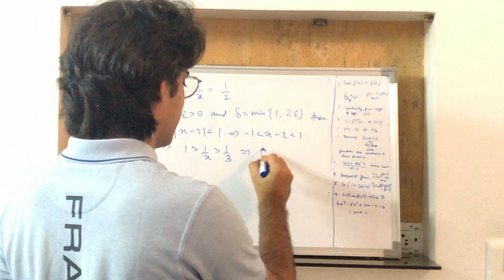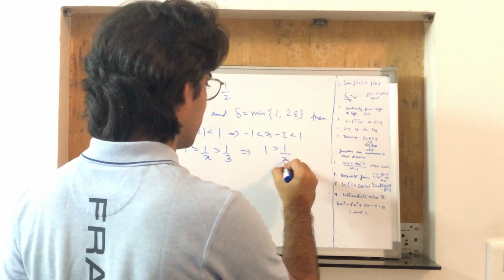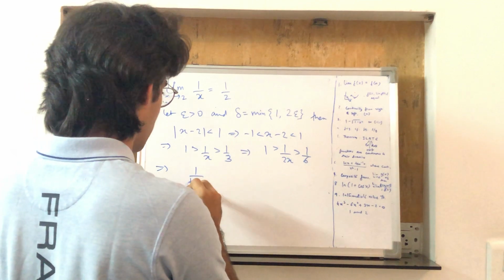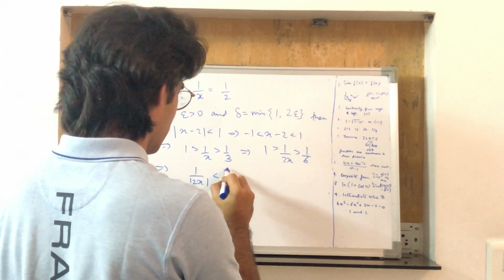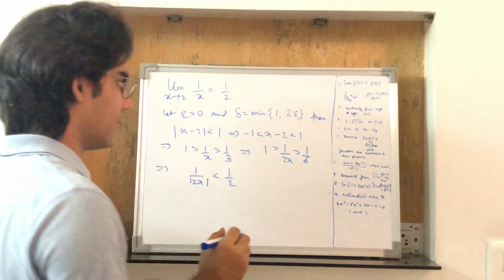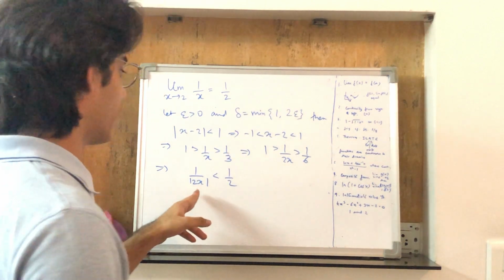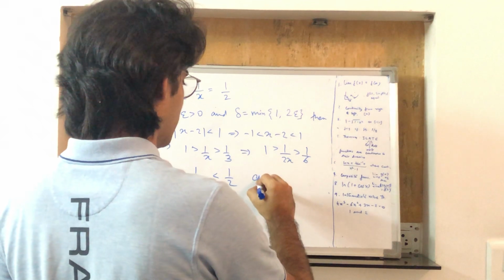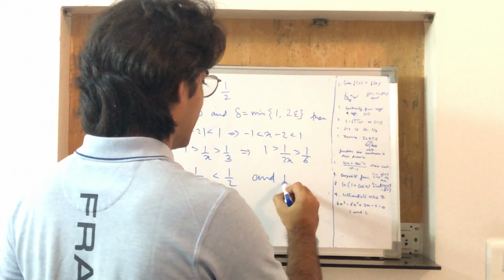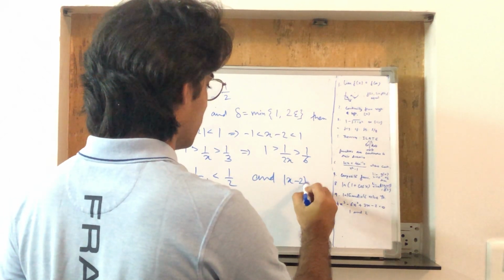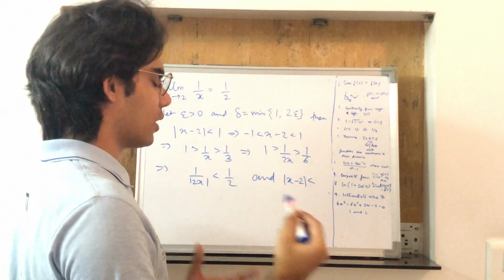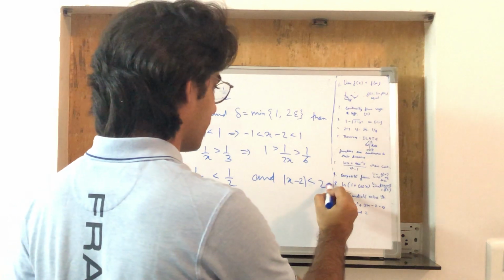Right? And this is just this. And this is just this. Right? I show this. My 1 over 2x is less than 1/2. And I know that x minus 2 is going to be less than this, epsilon over c, which is 2 epsilon.